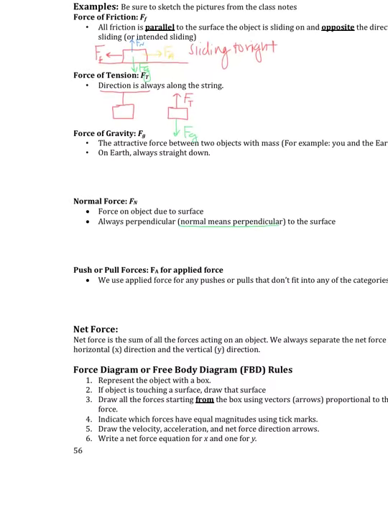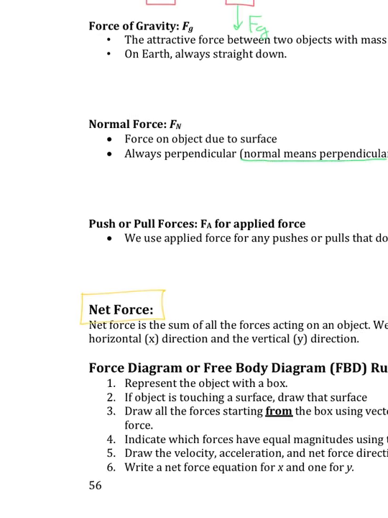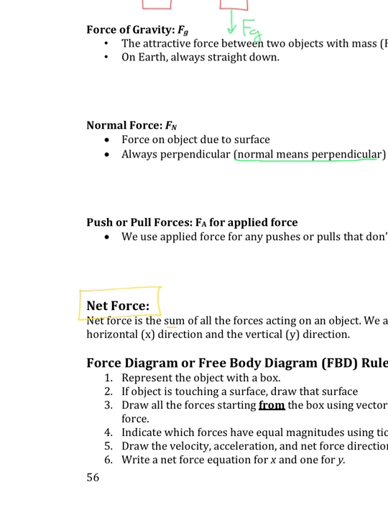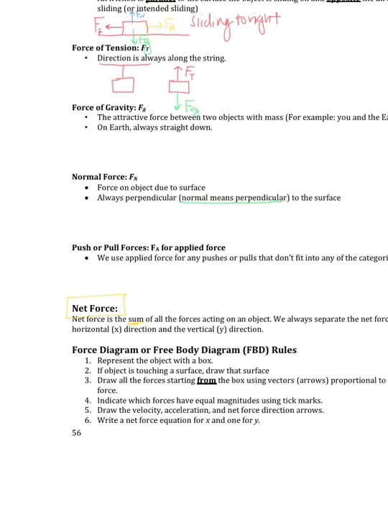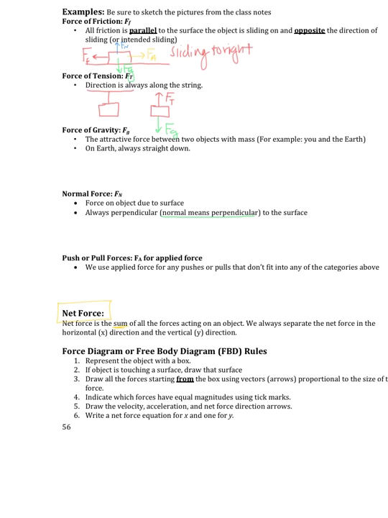One other force we're going to talk about, and this isn't really a different force, is net force. Net force is the sum of all the forces acting on an object. And so we're going to talk about adding up all the forces. Is there more force to the right, more force to the left, more force up, more force down? Or if they're all equal, then the net force is 0. We'll always separate net force horizontally in the x direction and vertically in the y direction.